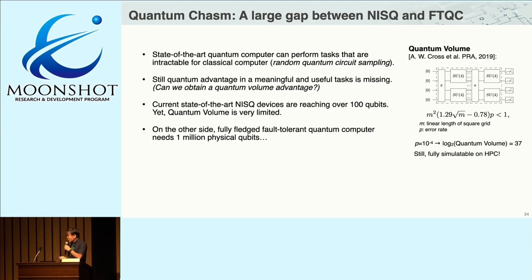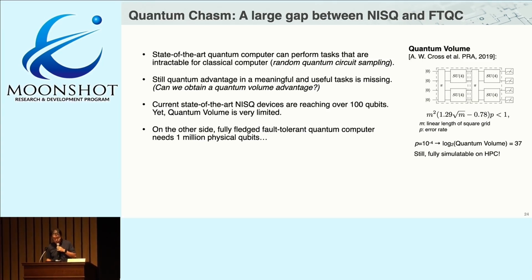So in that sense, here is a natural question. Can we achieve some quantum volume advantage? The quantum volume is a metric of the performance of a quantum computer using relatively deeper quantum circuits. And the current quantum computing devices are reaching over 100 qubits, but still the quantum volume is very limited. And if your quantum computer is a 2D square lattice architecture, the quantum volume we can achieve is very limited. So even if the error probability is 10 to the minus 4, the theoretically achievable quantum volume is 37 qubits, which is still classically simulatable by using a high-performance computer.